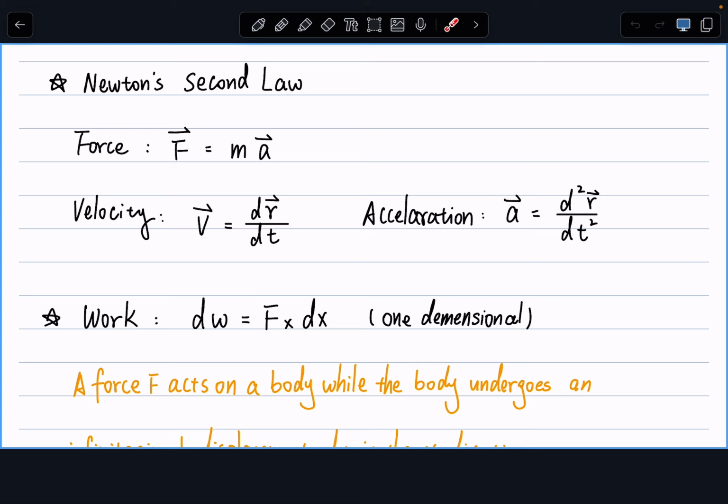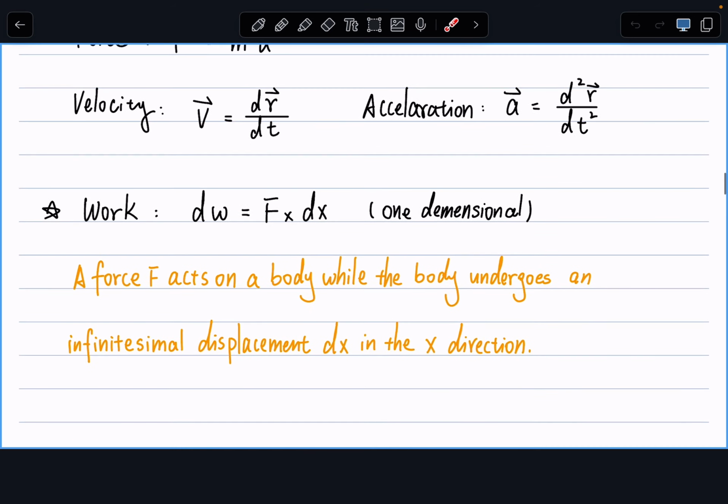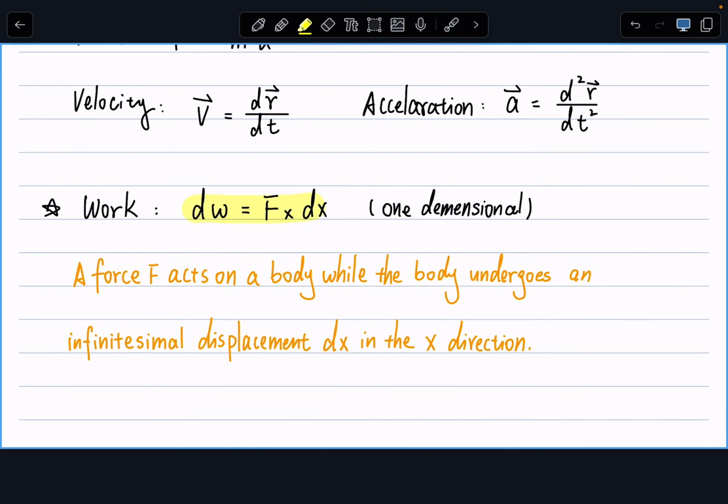And on top of force, velocity, and acceleration, we have work. So work, that's assuming it's one-dimensional. What it says is that a force F is acting on a body when the body undergoes an infinitesimal displacement of dx in the direction of x. That's what this means. It tells you the change, the differential of work, equals Fx dx. Now, this Fx may be a constant and may be a function of x as well. So that's just a general picture.